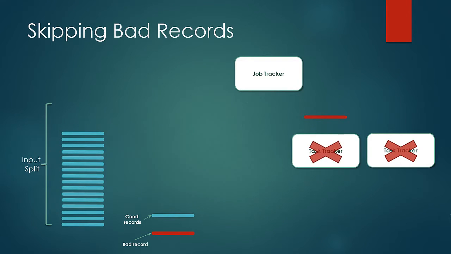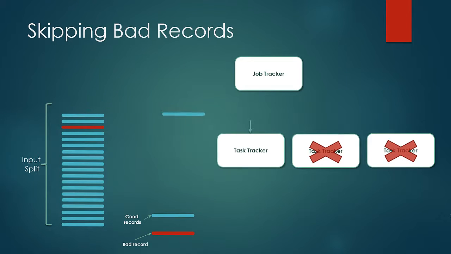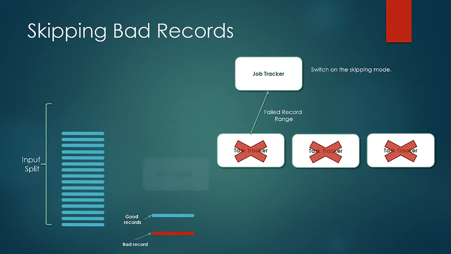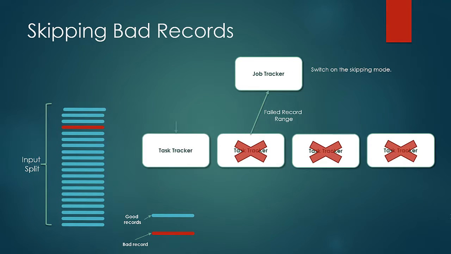And again the job tracker spawns the task on a new task tracker. This task would again process the good records, and when it fails, it sends the record on which it has failed, and skipping mode is enabled by the job tracker. Now on the fourth attempt, the task processes the good records, and when it reaches the bad record, it skips it, tries the next record, and continues processing. So there are 3 failures before the skipping mode is enabled.